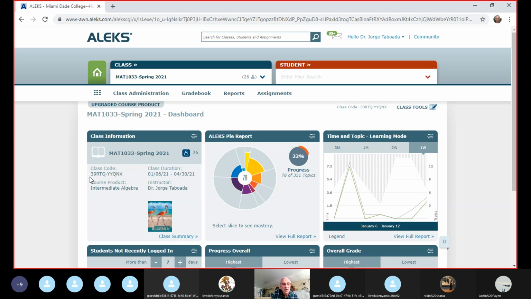Do you have the syllabus? Or the code? This is the code. This is the permanent code. And you copy A39RTQYYQMX, capital letters. This is the permanent one. The financial aid code gets you free access for 2 weeks. Let me try to find it for you.